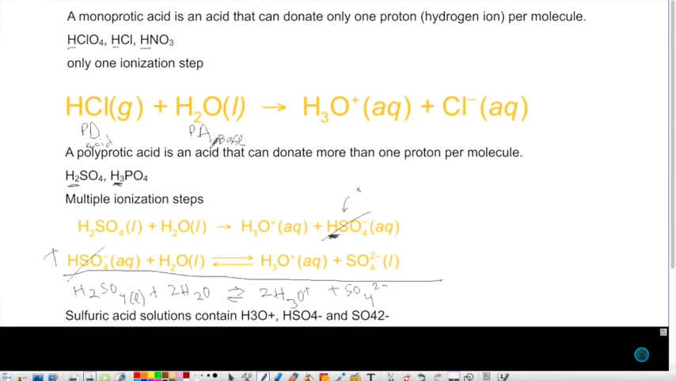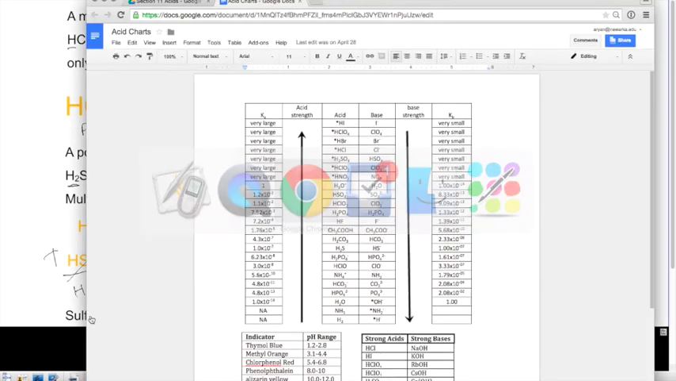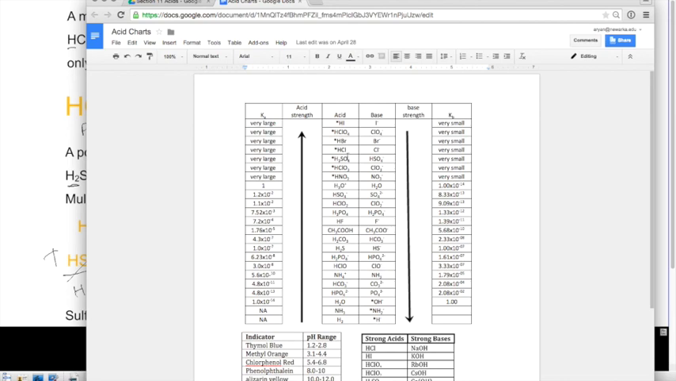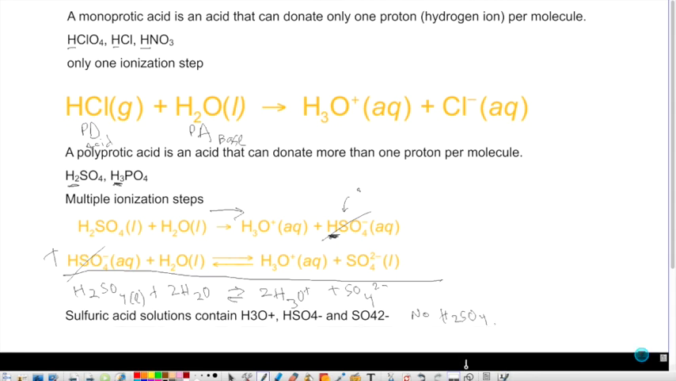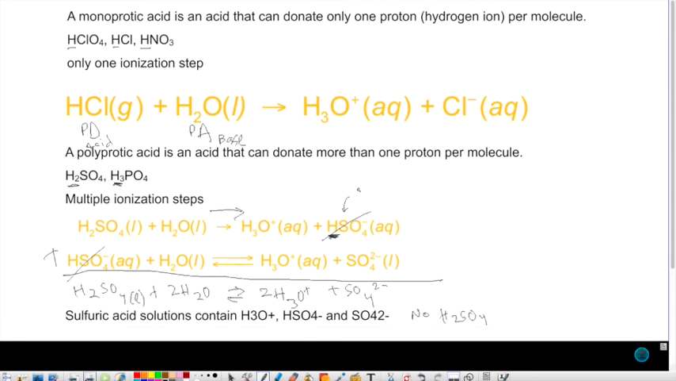So a solution of sulfuric acid contains H3O plus, HSO4 minus, and SO4 2 minus. Now H2SO4 is one of the strong acids, which means that this first step, H2SO4 to HSO4 minus, only happens in this direction, whereas this second step is at equilibrium. Hence, when I make this list, there's no H2SO4 because it dissociates completely. So that's polyprotic acids.